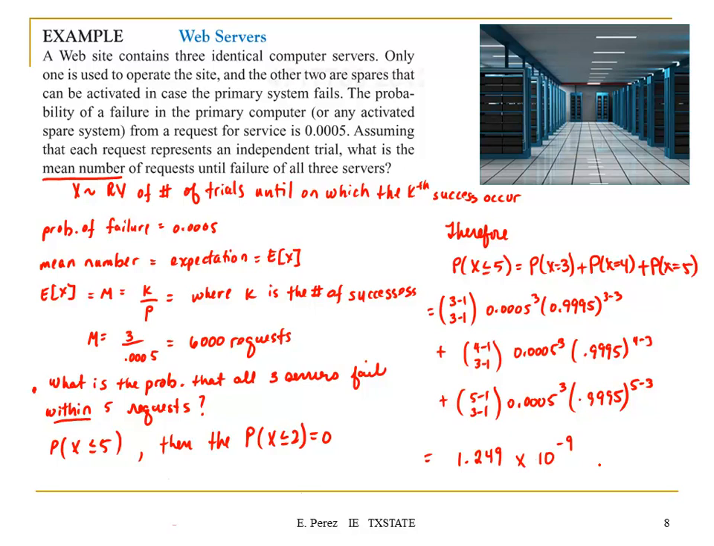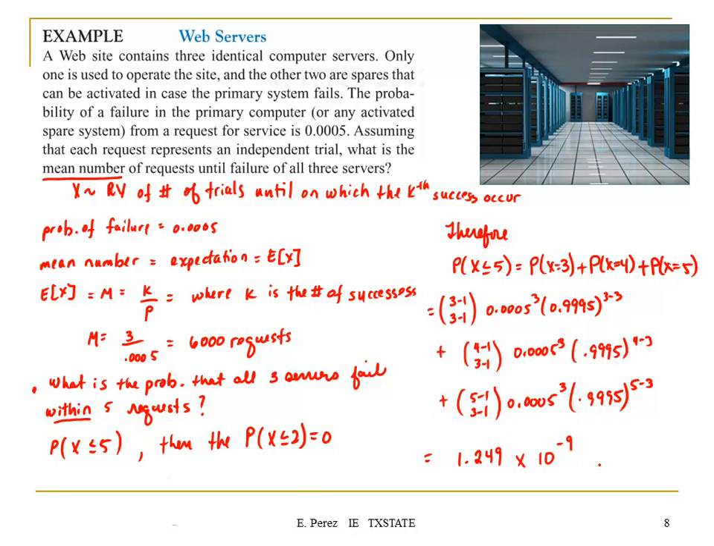So the question basically is, how many tries will you need to achieve this number of successes? In this case, the number of successes is defined by the number of servers that are going to fail. So in this case, we are looking at all of them, which is 3 of them.